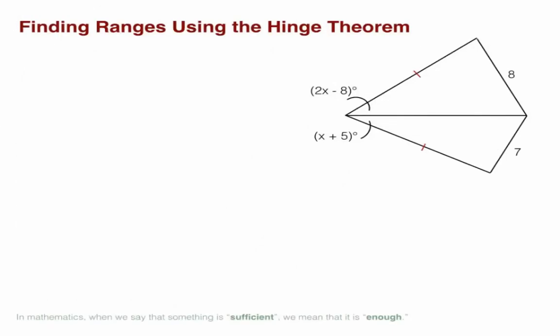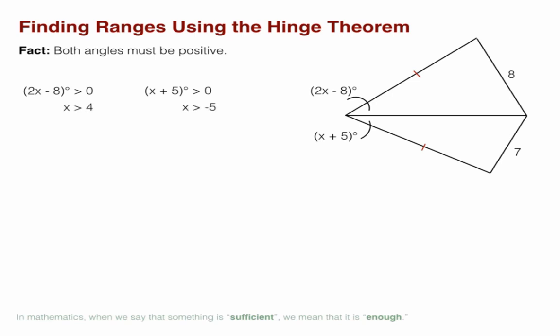Let's talk about finding ranges. We're going to start with a basic fact. Here in geometry, both of the angles here must be positive. So we're going to create two inequalities. 2x minus 8 has to be larger than 0, and x plus 5 must be larger than 0. Solving both gives us x is greater than 4, and x is greater than negative 5.